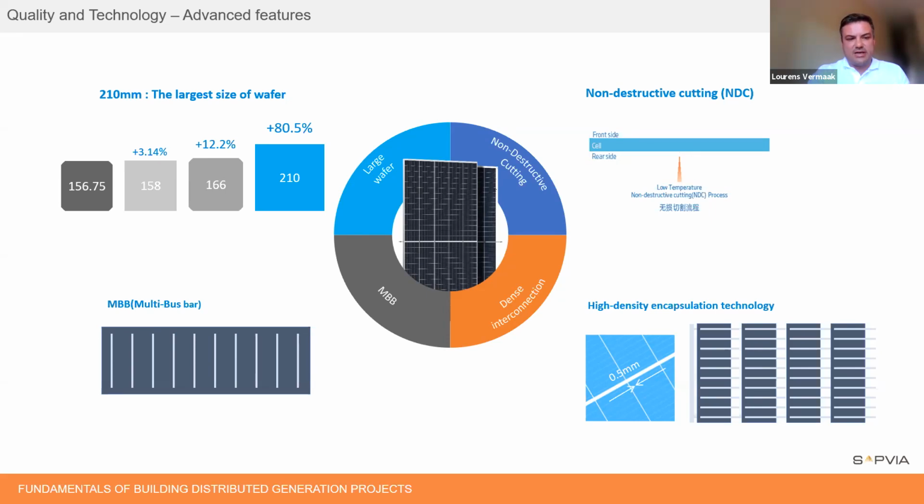We've also introduced multi-busbar technology. For our 400 and 500 watt modules, we've moved to 10 bus bars, and for our 550s and upwards up to 670 watts, we've introduced 12 bus bars. The bus bars shorten the path of energy transfer for the electricity that gets generated. Then there's the high density encapsulation technology. In the old days, we used to have a 2 millimeter gap between the solar cells. We've now minimized that to 5 millimeters, which gives us a high density inter-cell connection.